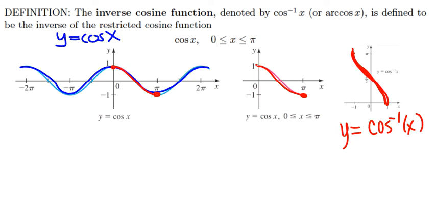Your assignment is to download the new assignment and only focus on sine and cosine inverse. Don't do the tangent inverse.